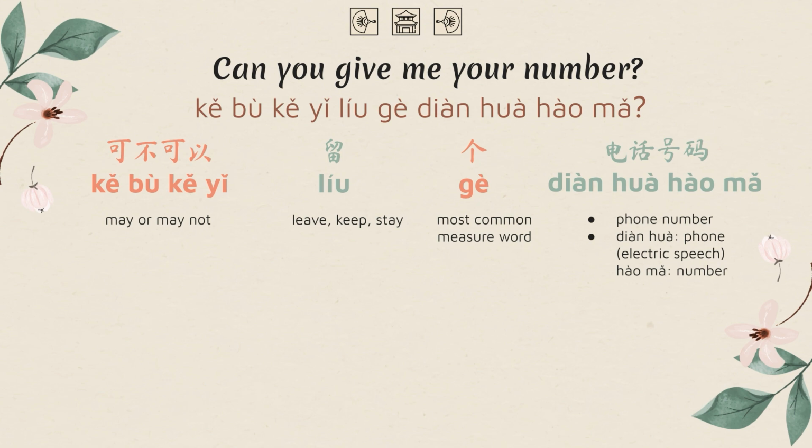Notice how we've omitted the subject 你. The complete way should be, 你可不可以留个电话号码? But 你 is implied. And also, instead of saying 可不可以, you could say, 可以留个电话号码吗? Or, 你可以留个电话号码吗? In this sentence, instead of saying 可以, we could also use 能. So you could say, 能不能留个电话号码? Or, 你能不能留个电话号码? But we cannot use 会, because you're not questioning their ability to leave their phone number. You're questioning the possibility or their willingness.